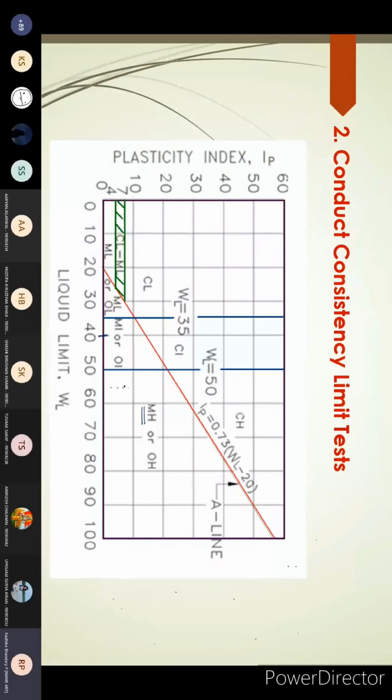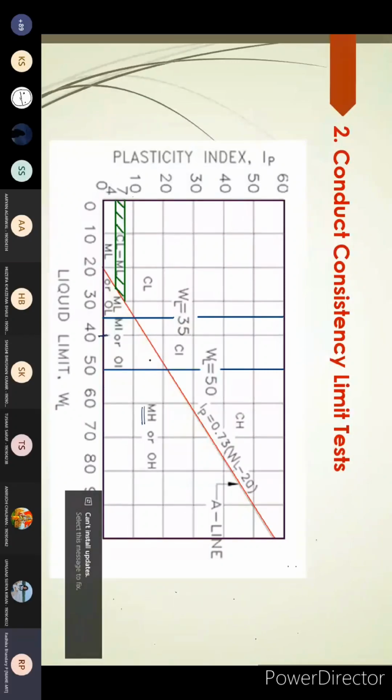So ideally for fine grained soil, it is not so difficult. You just have to use this chart or just the value of this IP. If you remember 0.73 (WL minus 20), you can easily classify the soils.